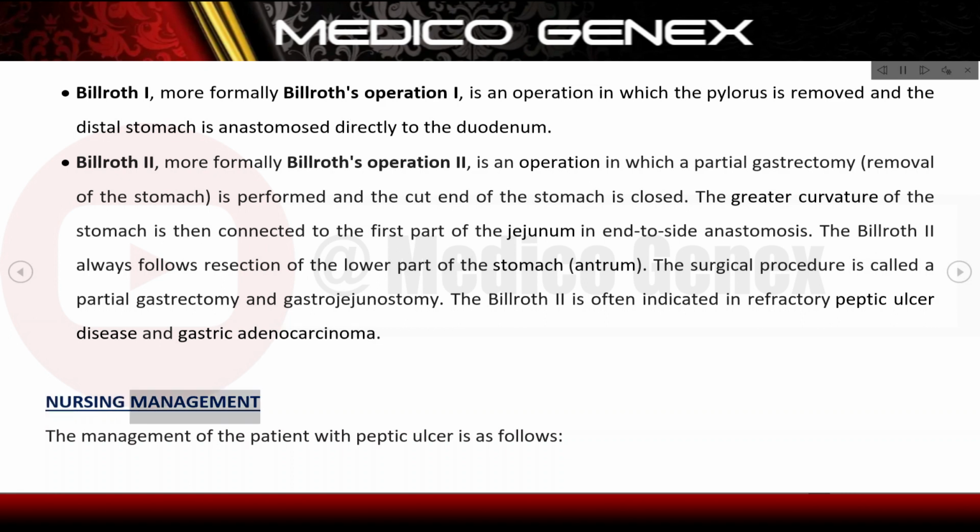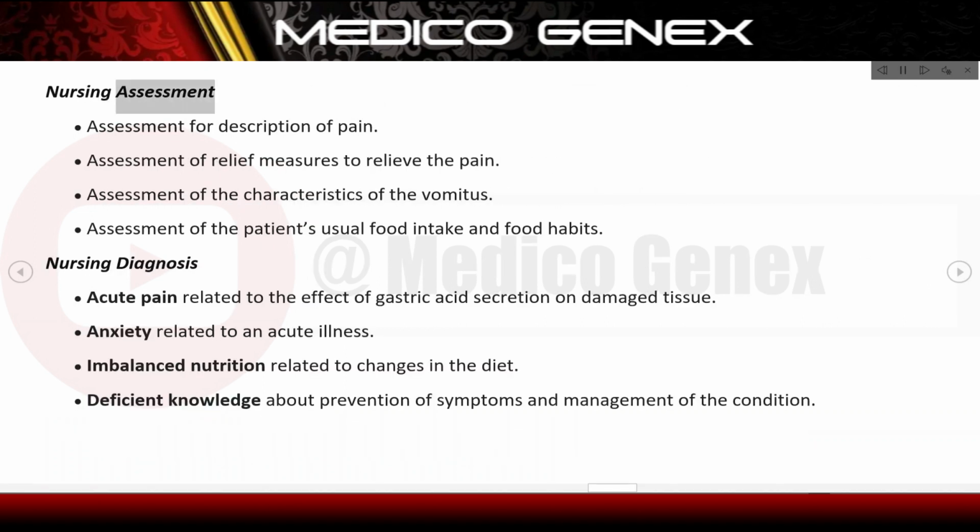Nursing management. The management of the patient with peptic ulcer is as follows. Nursing assessment. Assessment for description of pain. Assessment of relief measures to relieve the pain. Assessment of the characteristics of the vomitus. Assessment of the patient's usual food intake and food habits. Nursing diagnosis. Acute pain related to the effect of gastric acid secretion on damaged tissue. Anxiety related to an acute illness. Imbalanced nutrition related to changes in the diet. Deficient knowledge about prevention of symptoms and management of the condition.